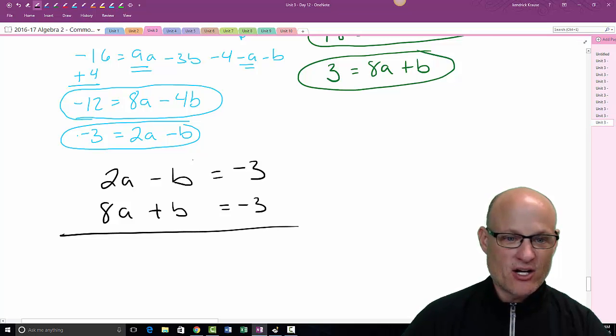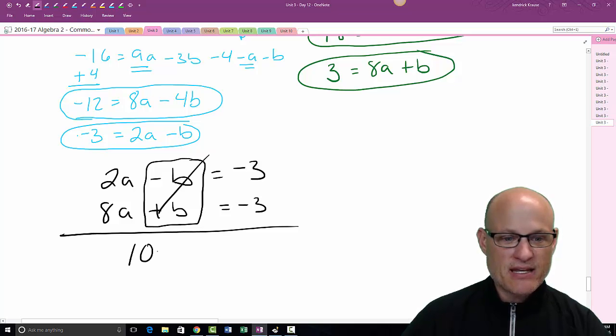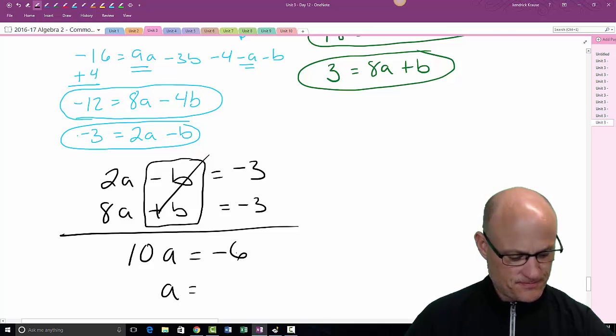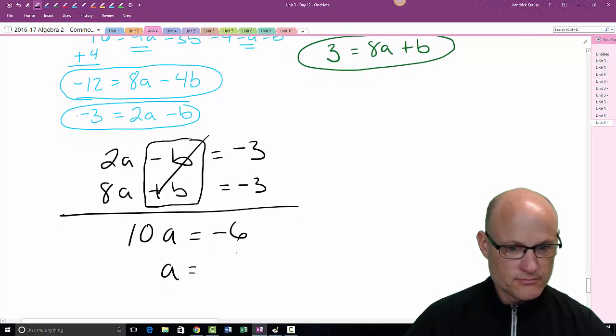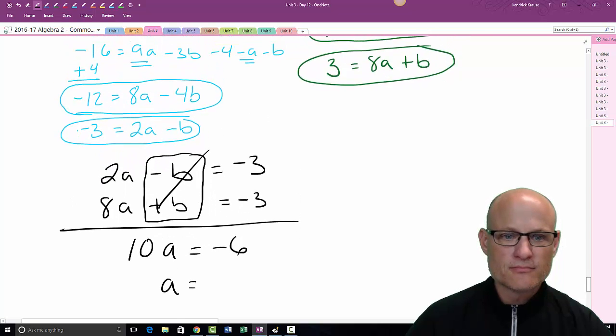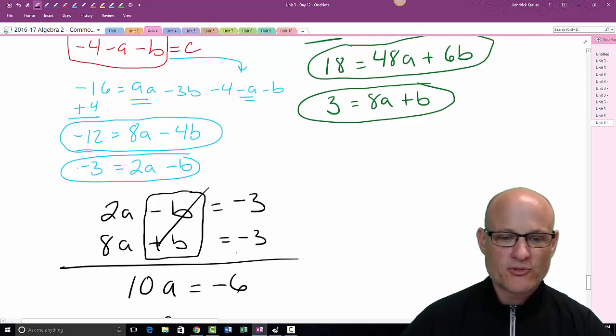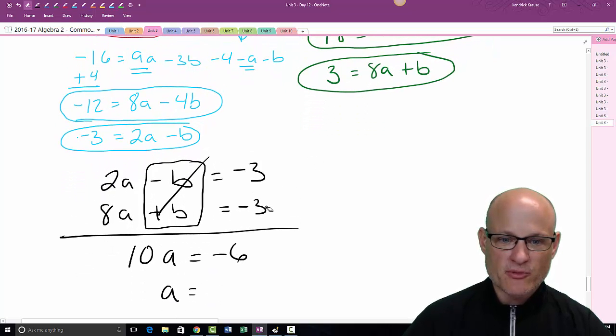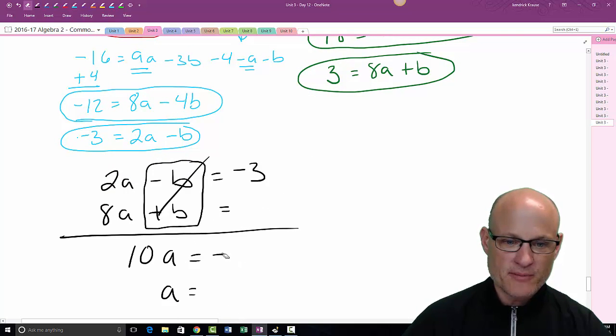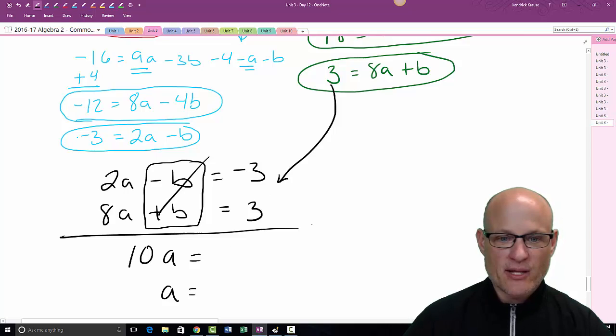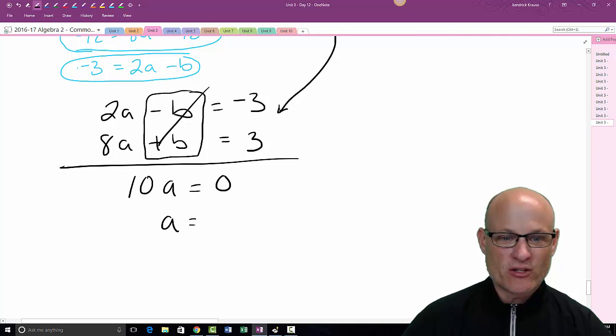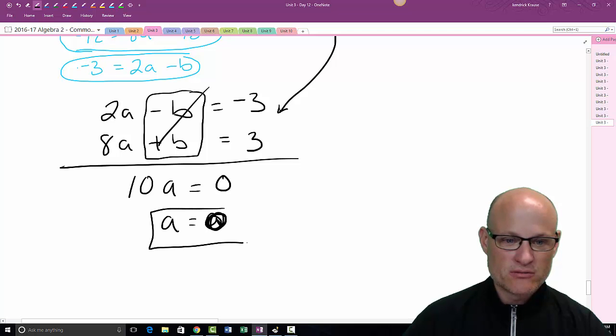Well, the nice thing is I already have a pair of opposites here. They just go away. So I end up with 10a equals negative 6, or a equals... excuse me. Just realized I made a mistake. I want to correct that. So this should be a 3, positive 3. So even though I still have a pair of opposites, I get 10a equals 0. Divide by 10, I get a equals 0.